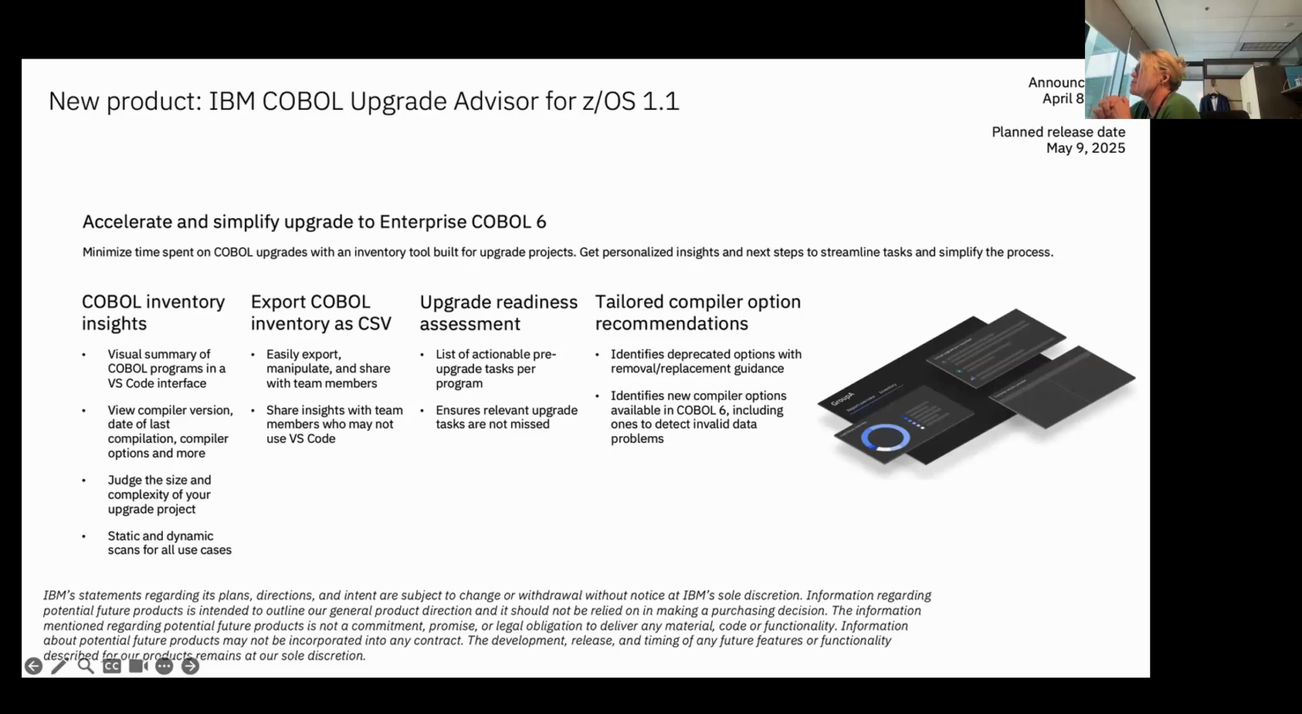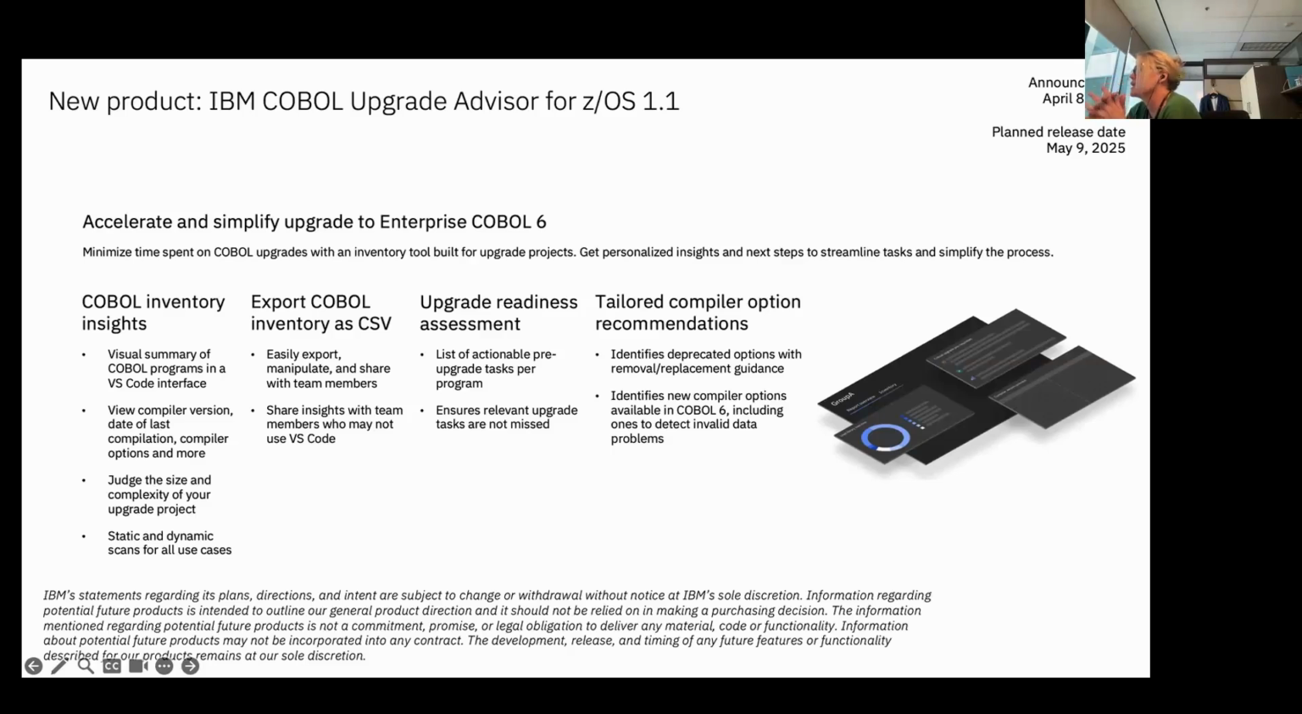It presents information about your inventory in a visual interface through a VS Code extension that runs on your workstation. There are two types of inventory scans that are offered. A static scan, which you'll see in the demo, is also called a load library scan, and a dynamic scan, which is what we call in the demo an application scan. They both have different use cases.